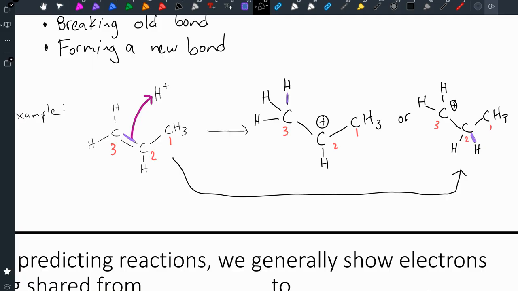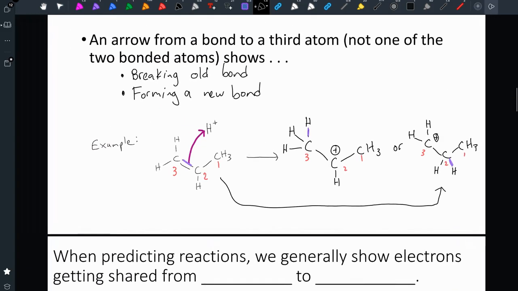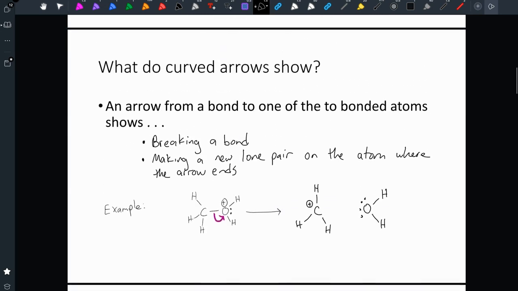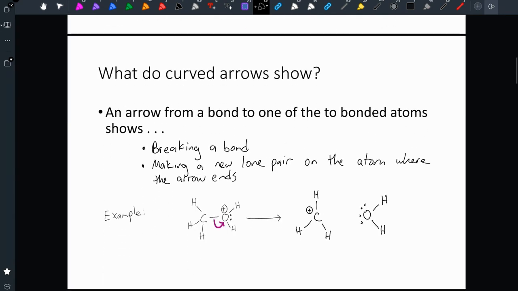And you will learn in modules 15 and 16 how to predict which of those is more likely. But that's the case where we're forming a new bond and breaking an old bond at the same time. All right, so those are the three kinds of moves of our arrows.